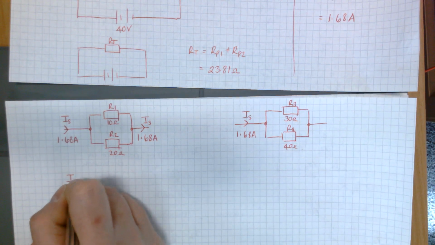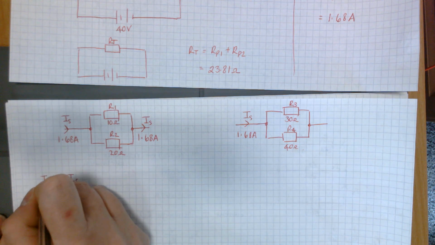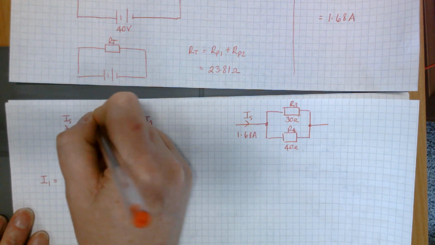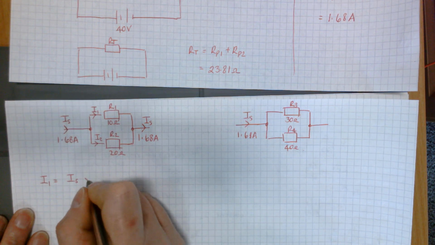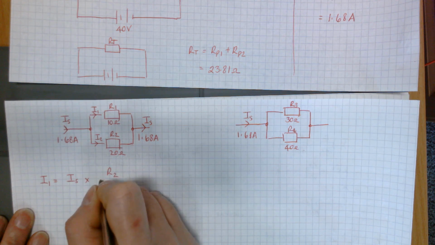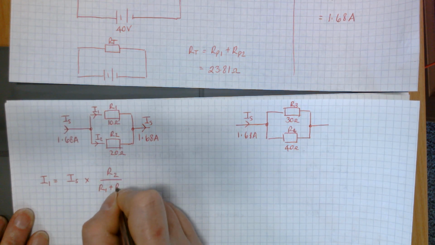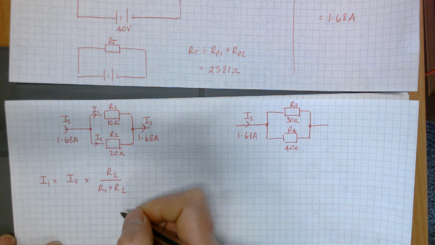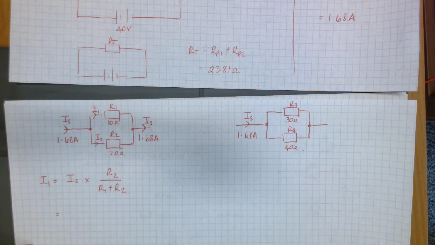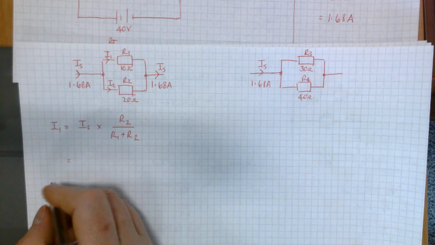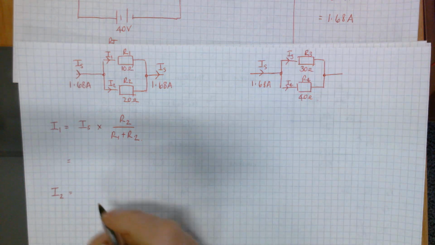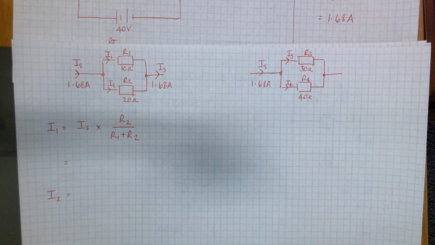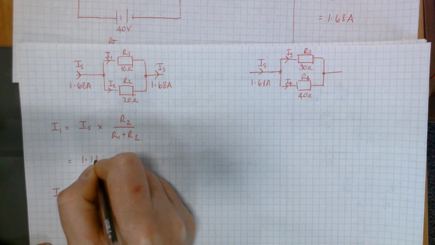So in your first one, to get I1, which was the current through R1, IS is the current you're dividing. The opposite branch is your R2, and it's R1 plus R2 in the bottom. And that would be your working for that. So that works out to be 1.12 amps.